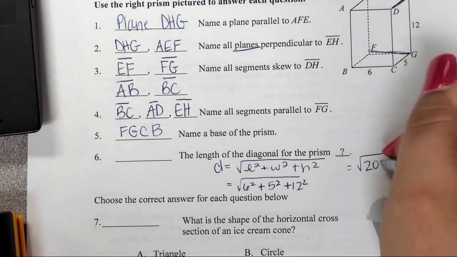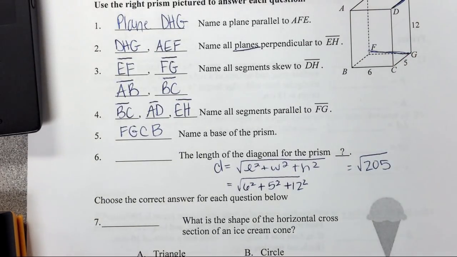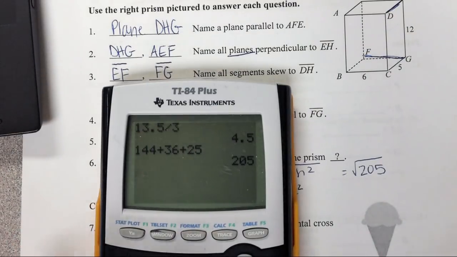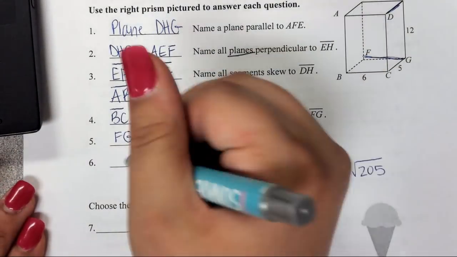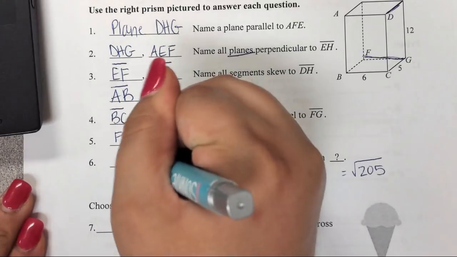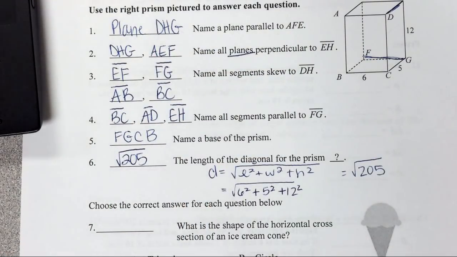And is 205 square root? Remember, you're not talking. It just leaves it like that. Okay. Do I have units anywhere on here? Nope. Yep. All right, next, number 7.